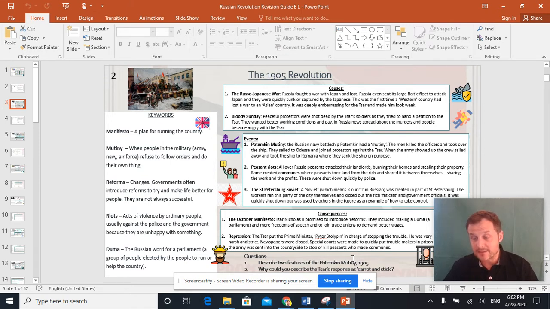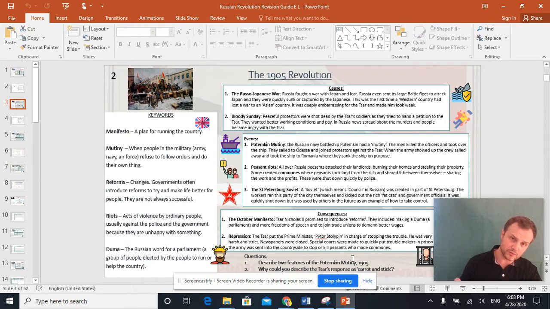So given that description, is the 1905 a real revolution? Sort of not, because at the beginning of it, the Tsar's in charge, and at the end of it, the Tsar's in charge. So you could look at this as a failed revolution, as a revolution that promised but failed to deliver on those promises. So let's have a quick look. Causes, events, consequences, classic history teacher stuff. Let's have a look then.